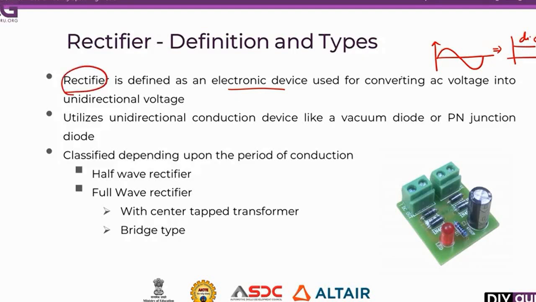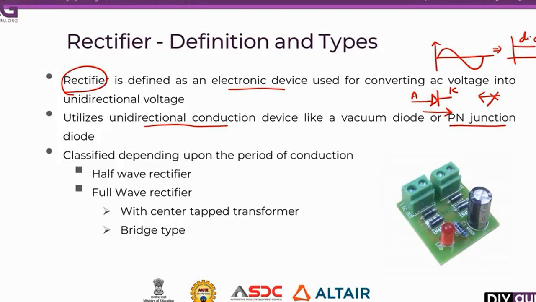For converting AC to DC, this device requires a unidirectional conduction device, which is most popularly called a PN junction diode. See, the symbol of the PN junction diode is this. It consists of two terminals, anode and cathode. This device permits conduction only in one direction. The reverse direction is not possible. So the rectifier uses this unidirectional device, which is the PN junction diode.